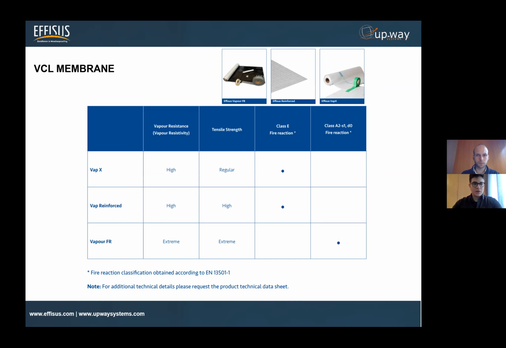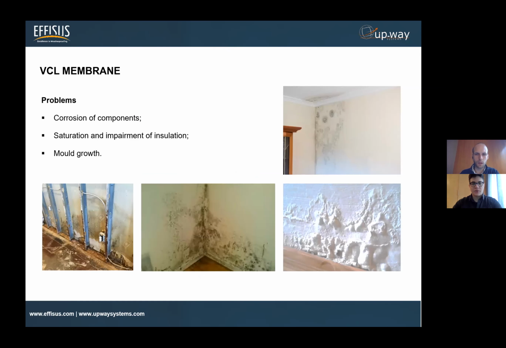Another thing you should look at in detail, as I mentioned, is the tensile strength, which is really important. Again, this will depend on the actual project aspects, and most of this will come from the base characteristics of the material itself. If you look at the Vapour FR that we'll be discussing, since it's a fiberglass membrane, it has extremely high tensile resistance. Same thing here for vapor resistance.